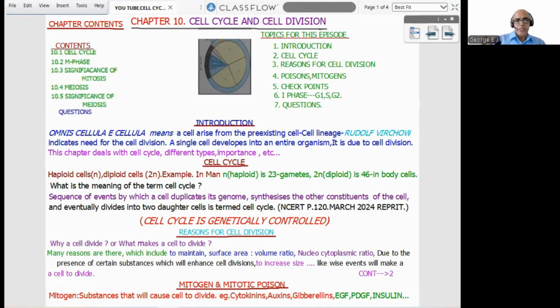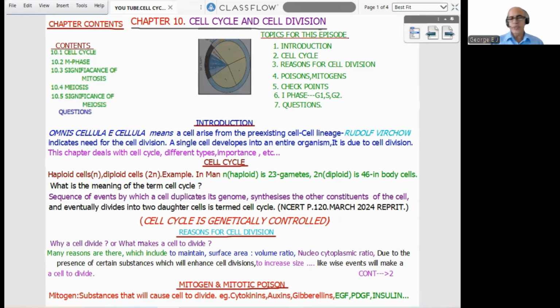And who will control the cell cycle? The cell cycle is basically a genetically controlled event. And what are the reasons for cell division, or why does a cell divide? What makes a cell divide? Different reasons are there. Some of them include maintaining the surface area volume ratio, maintaining the nucleocytoplasmic ratio, which is otherwise called the Kern plasma ratio. Then certain substances will enhance cell division. Similarly, a single cell has to develop into an organism, specifically a multicellular organism, so the cell has to divide. These are some of the events that make a cell divide.